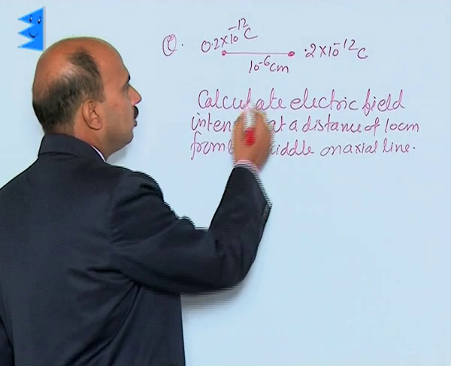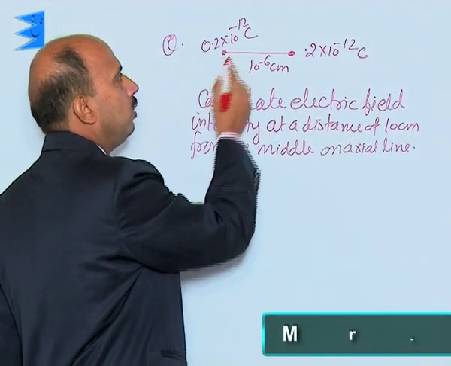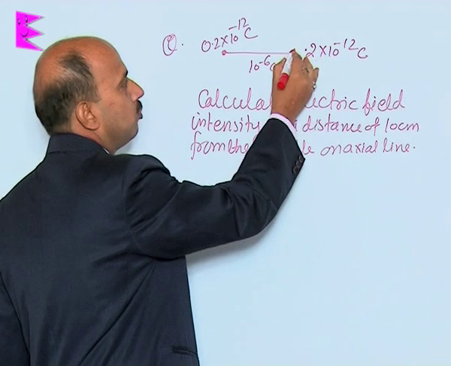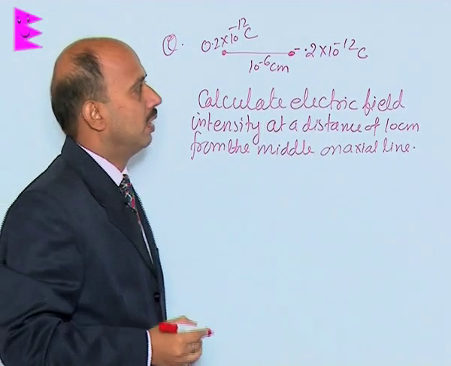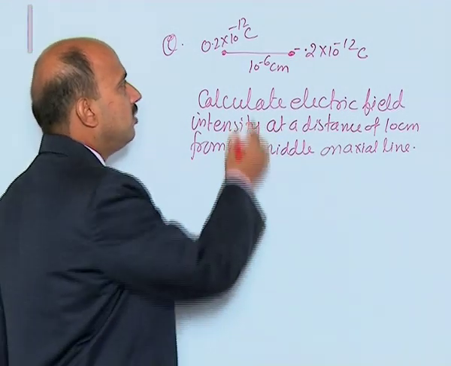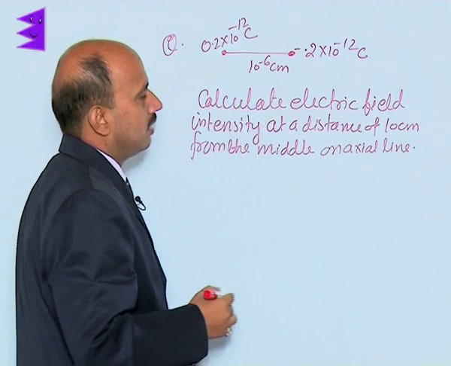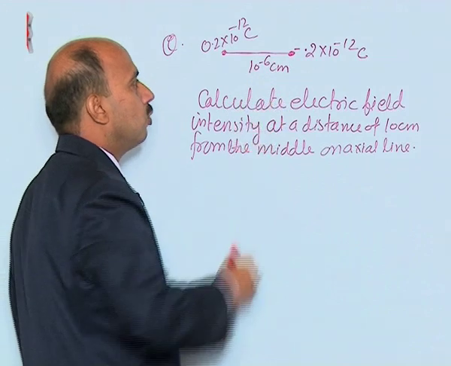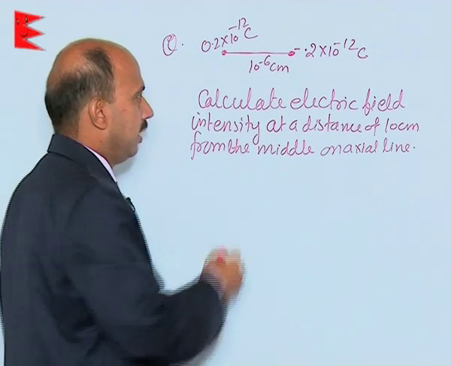Now see, there are two charges: one is 0.2 × 10^-12 coulomb, another one is -0.2 × 10^-12 coulomb. So, this is actually an electric dipole. Both these charges are separated by a distance of 10^-6 centimeter.